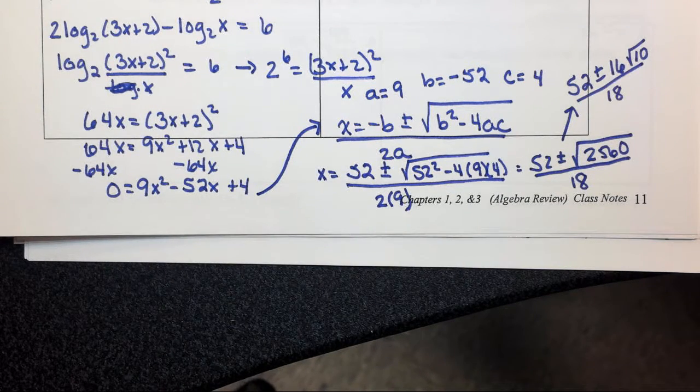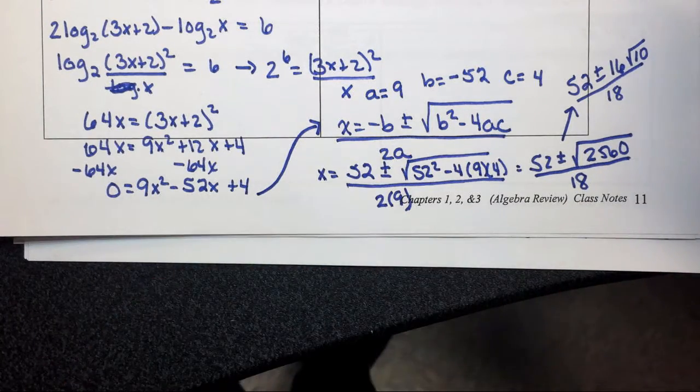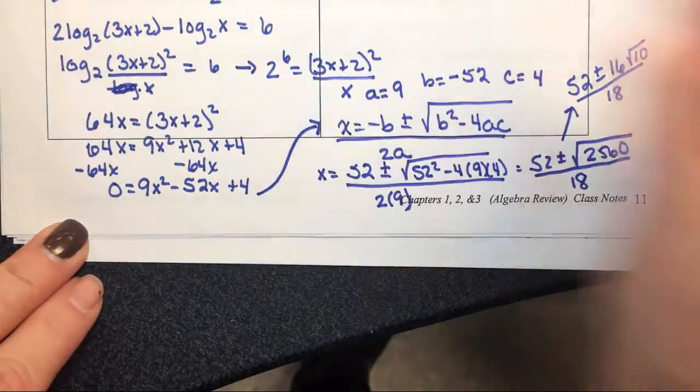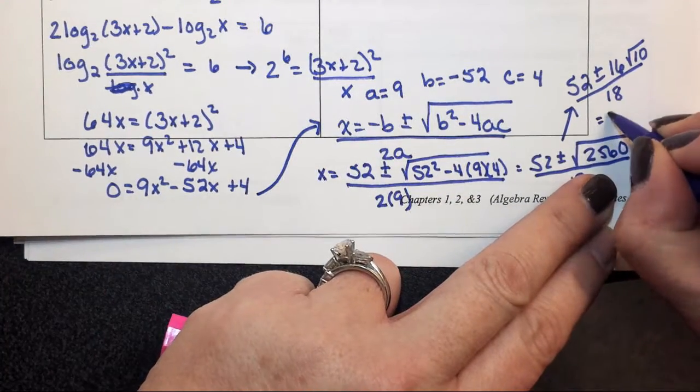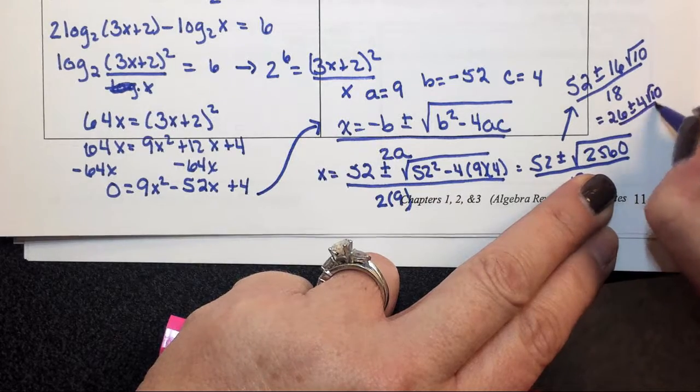Isn't that a beautiful number? Yes, you can reduce it, because what can you divide out of everything? It gets better, doesn't it? 2. So finally, hopefully I'm getting somewhere. So finally, 26 plus or minus 4 square root 10, all over 9.